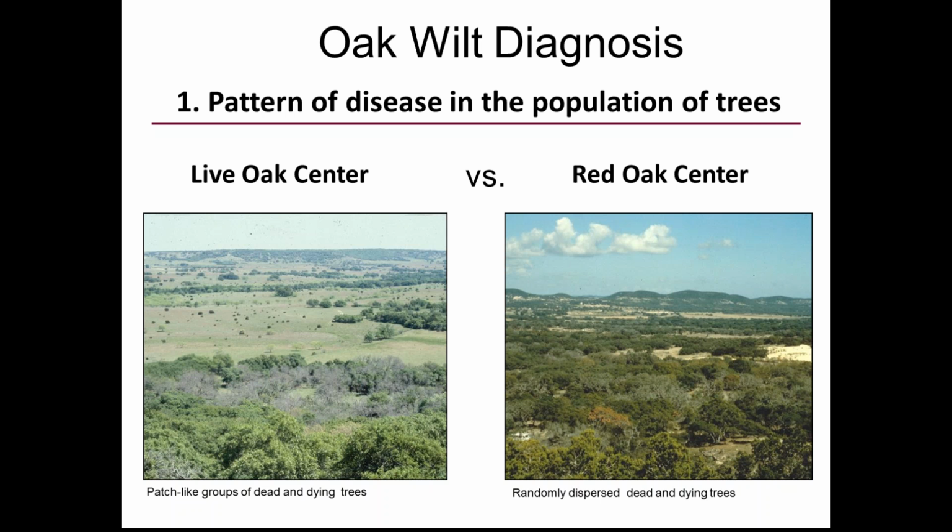There are lots of red oaks in these populations in this part of the range, and therefore we get a much more dispersed type of pattern throughout the population. Now, if you're walking into a stand of oaks for the first time and you're seeing a lot of mortality, I generally tell people to try to get a feel for how rapidly the trees are dying and how the trees are dispersed throughout the population to start giving you a clue of whether or not it's oak wilt.